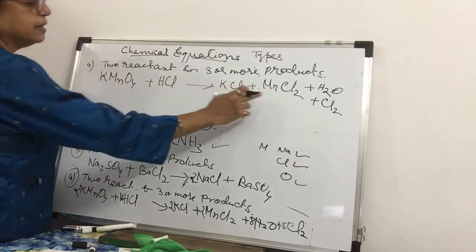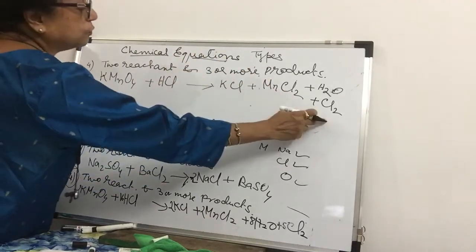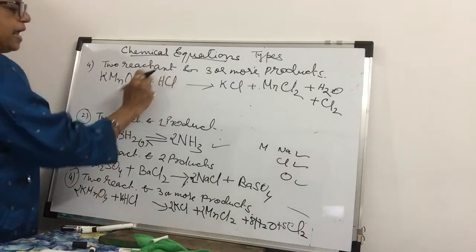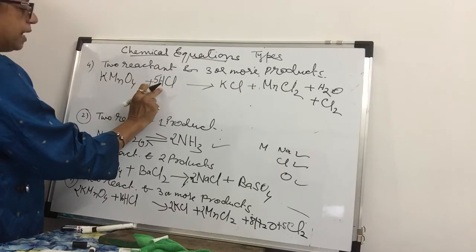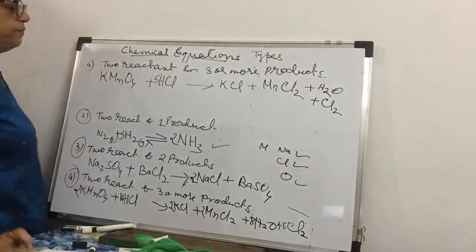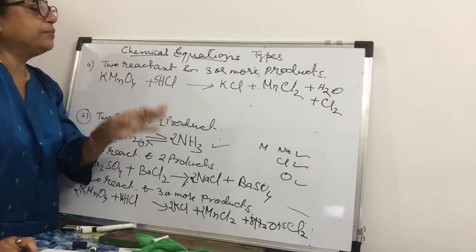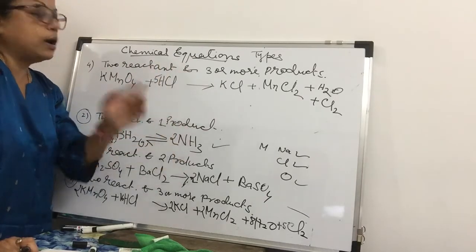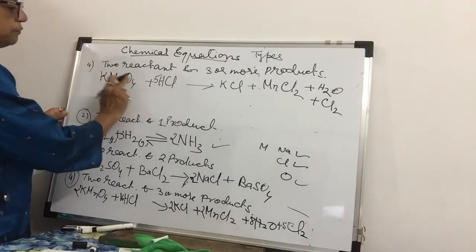Manganese is 1, chlorine is 1, chlorine is 2, plus 2, 4, plus 1, 5. So here if I put 5, then what will happen? Hydrogen is 5. Here hydrogen is 2, I cannot do 5. If I put 3, 3 2s are 6. If I put 2, 2 2s are 4. I cannot balance hydrogen. And oxygen is 4.